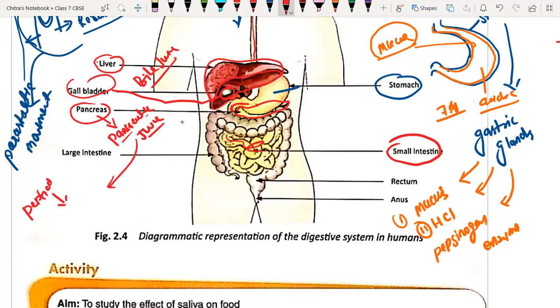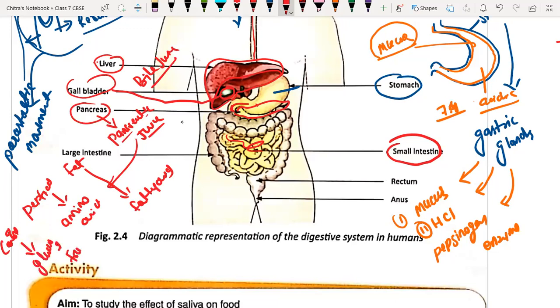Peptides break down into amino acids. Fat is also there. Fat is converted into fatty acids. Yes, and then glucose and fructose. Yes, the carbohydrates break down into glucose, simple sugars, glucose and fructose. Okay, glucose and fructose, when they combine, they form sugar. So this is the process of digestion in the small intestine.